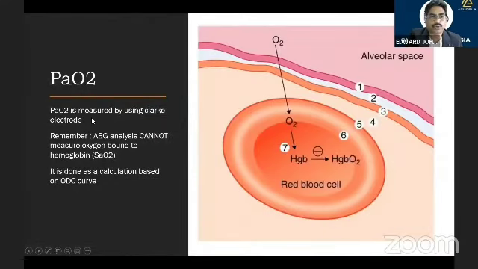We remember the PaO2 we measure with the Clark electrode in the ABG is only the dissolved oxygen in the plasma. The oxygen bound to the hemoglobin cannot be measured; it can be done by a calculation based on the ODC curve. In this picture, the distance the oxygen has to travel is: alveolar capillary membrane, interstitial space, capillary endothelium, plasma, RBC membrane, the RBC cytoplasm, and only then does it reach the hemoglobin.